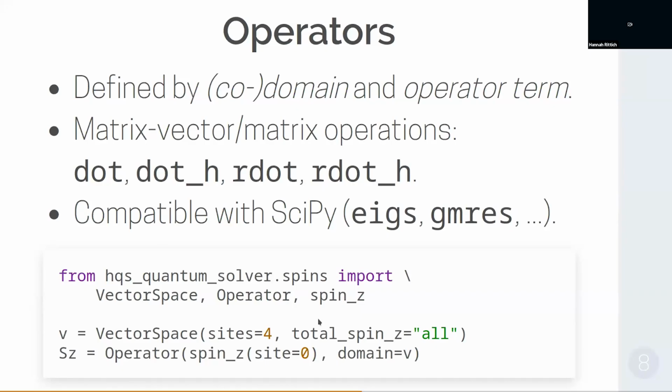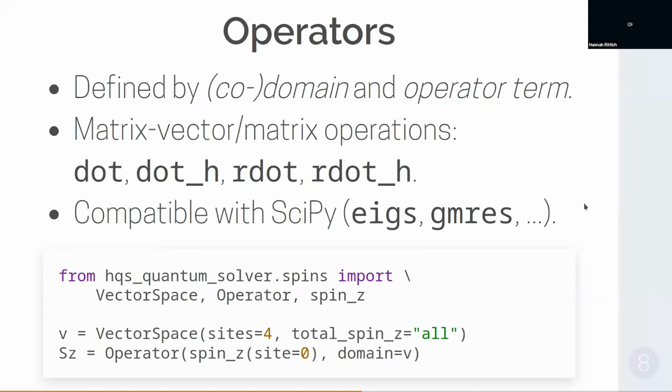So in this example, as seen earlier, we create a vector space, and we provide the term that defines the spin z observable for site 0, and we pass in as the domain the vector space V that we've created earlier, and we're getting the corresponding operator.